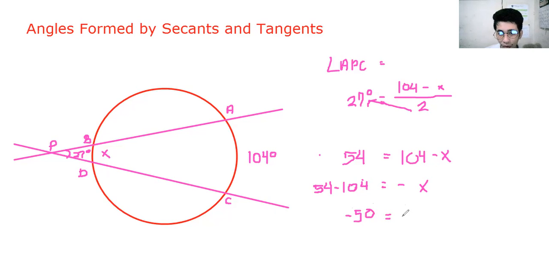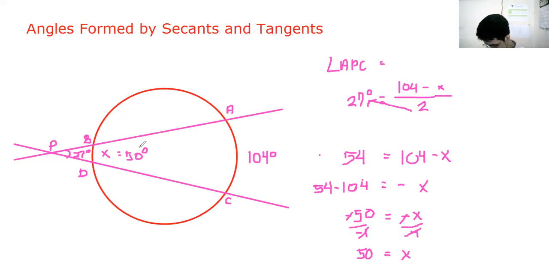Negative 50 is equals to negative x. So, since they are both negative, divide natin both sides by negative 1. So, cancel si negative, cancel si negative 1. So, 50 is equals to x. So, ang sukat ng ating arc BD is equals to 50 degrees. Okay? So, tama naman. We have equal. Naintindihan natin, class?